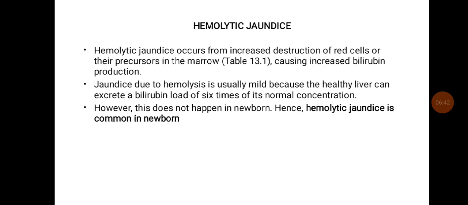What is hemolytic jaundice? Hemolytic jaundice occurs from increased destruction of red cells or their precursors in marrow, causing increased bilirubin production. Jaundice due to hemolysis is usually mild because the healthy liver can excrete a bilirubin load of 6 times its normal concentration. However, this does not happen in newborn, hence hemolytic jaundice is common in newborn.